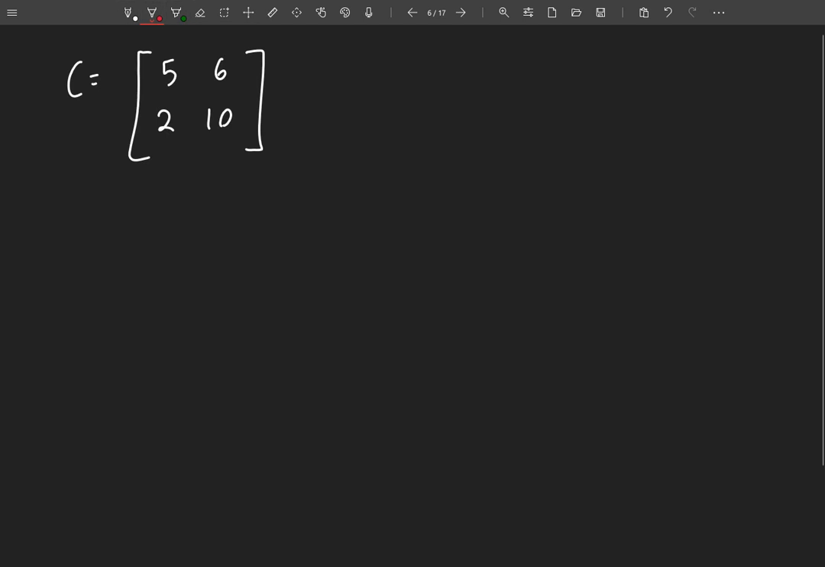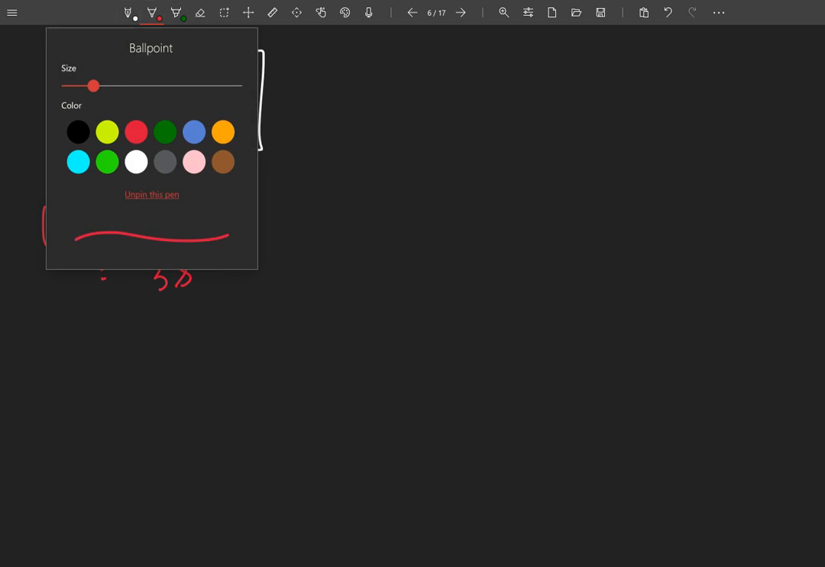All right, step 1, determinant. Determinant of C, that's going to be 50 minus 12, right? Because I did this whole thing right here. So 50 minus 12 is going to be, what is that, 38? Oh, that's a terrible 8. All right, so my determinant is 38. We're going to hold on to that and use it in a minute.